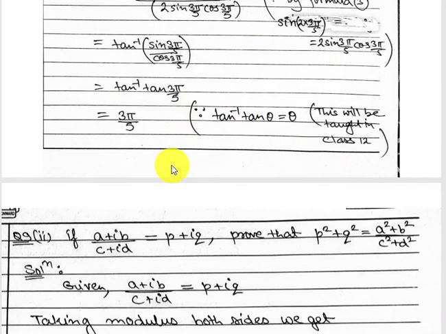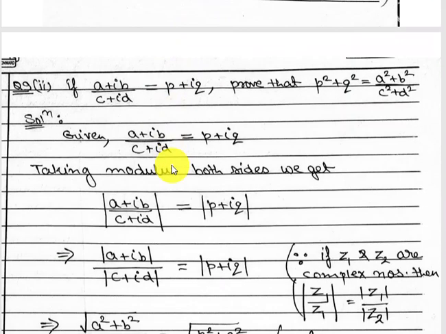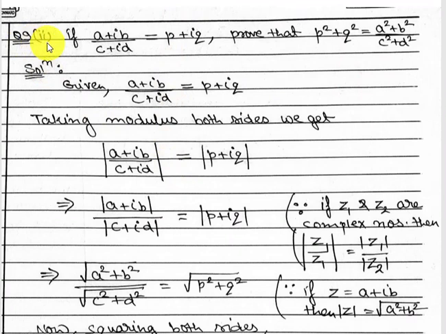Now let us come to this next question. Question number 9.2. Here it's given that if (a plus ib) upon (c plus id) is equal to p plus iq, then we have to prove that p square plus q square is equal to (a square plus b square) upon (c square plus d square).